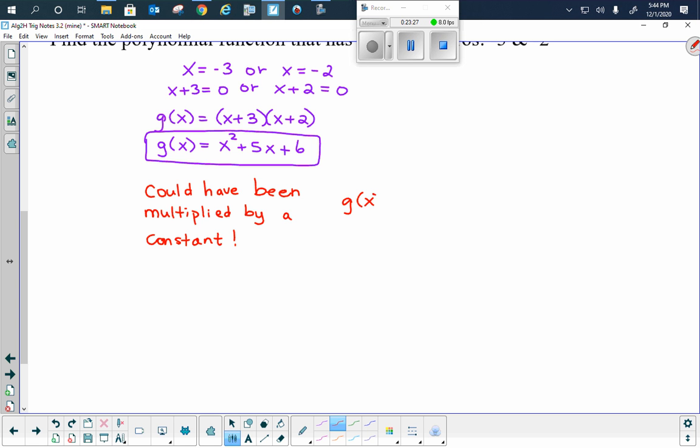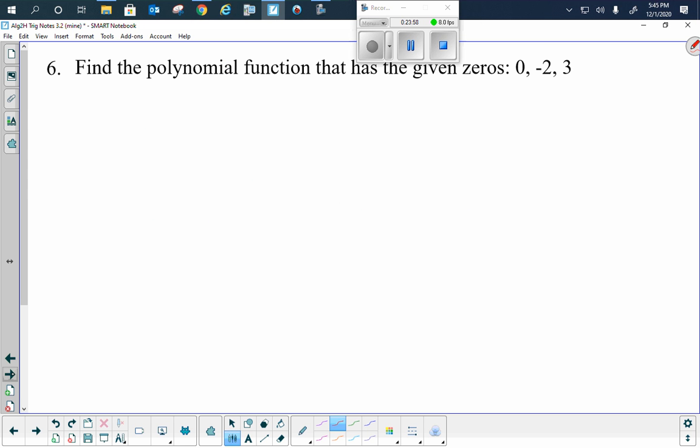Like, for instance, couldn't g of x be 2x squared plus 10x plus 12? Because wouldn't that result in you taking out the 2 and you'd be back to the x squared plus 5x plus 6, which would yield still those same solutions of x equals negative 3 and negative 2? So that's just a side note. Multiple answers. Again, stick with just the basic one. Don't try to get fancy. Sometimes it backfires. So why don't you try this one for yourself?